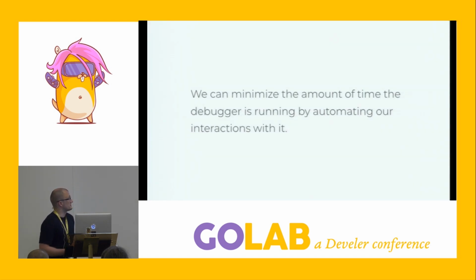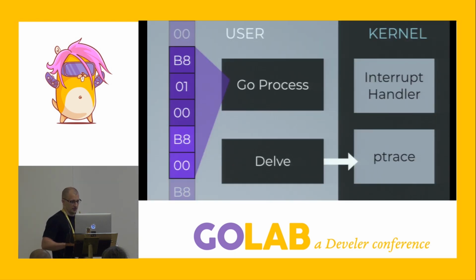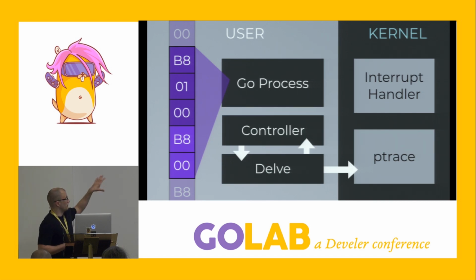We can minimize the amount of time that we're spending in the debugger by automating our interactions with it. Delve exposes a really awesome JSON RPC API that we can use. This is a technique I've used a lot. It's my first go-to for dynamic instrumentation. So let's see how that works. We now have a third process in the mix here. I call it a controller, and it'll talk over that JSON RPC API with Delve and automate everything with it.